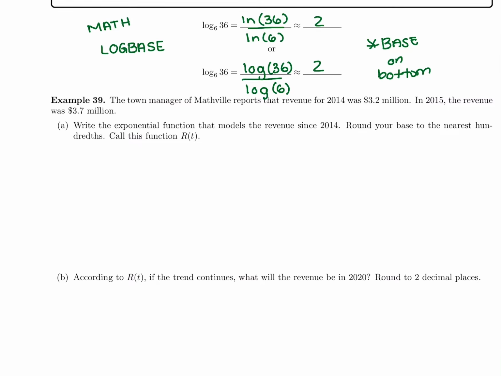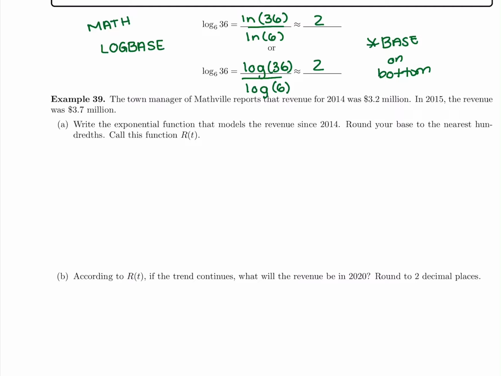Let's look at a problem where we could apply this. The town manager of Mathville reports revenue in 2014 as $3.2 million, and then in 2015, the revenue is $3.7 million. We want to write an exponential function for this, and it looks like we have exponential growth because the amount of money is getting bigger. So our value for a in y equals c times a to the x is going to be bigger than 1 since we're looking at growth.